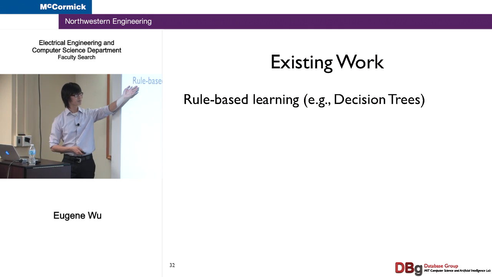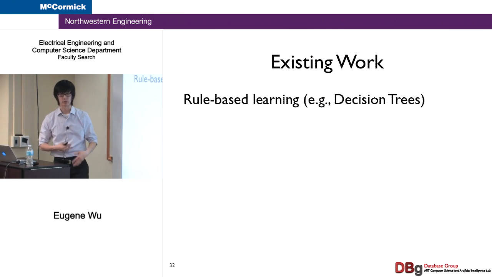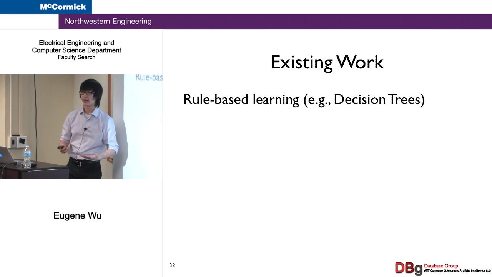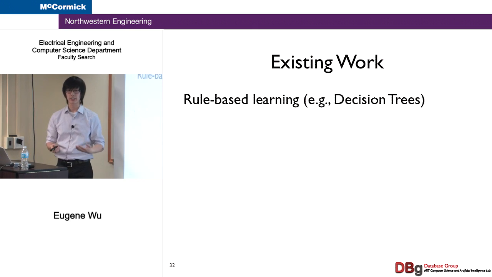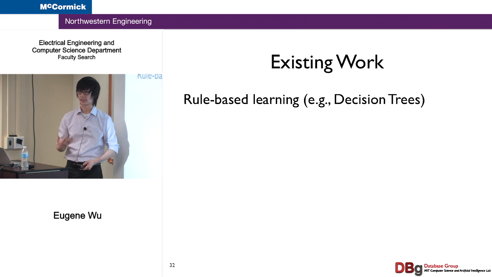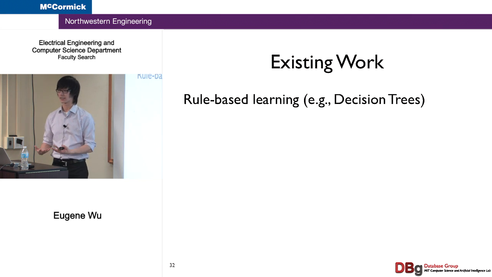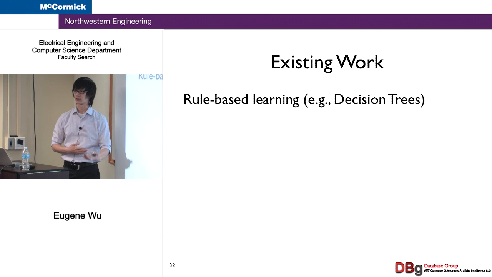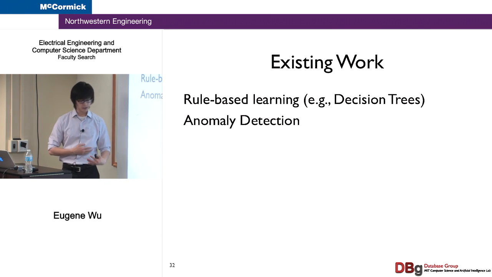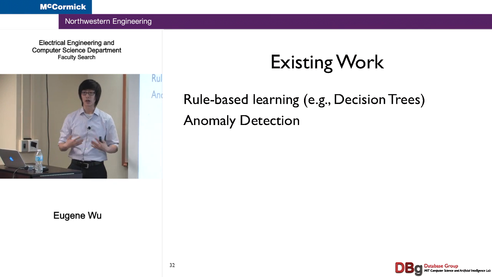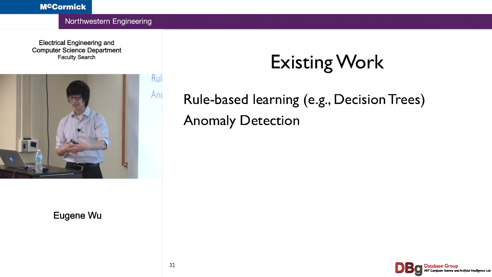So this is an example of one class of existing work, rule-based learning algorithms, where they depend on some curated or clean training data in order to construct these classifiers. In our case, we don't have this kind of data because we're dealing with aggregation results. Another area of research is anomaly detection, where we detect anomalies.